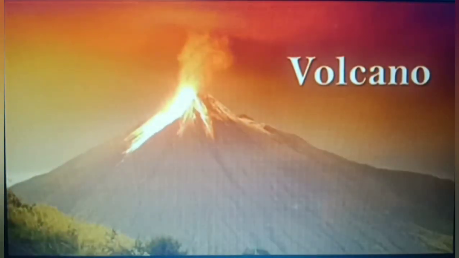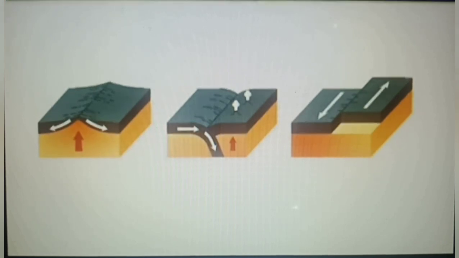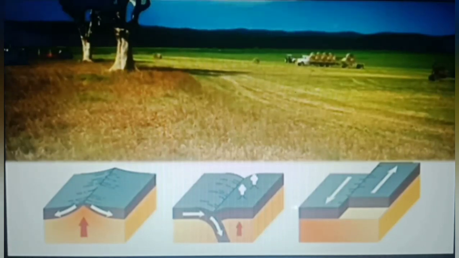Volcano. A volcano is a vent or opening in the Earth's crust through which molten materials erupt suddenly, that we learned in the last lesson. Similarly, when the lithospheric plates move, the surface of the Earth vibrates. The vibrations can travel all around the Earth. These vibrations are called earthquake.